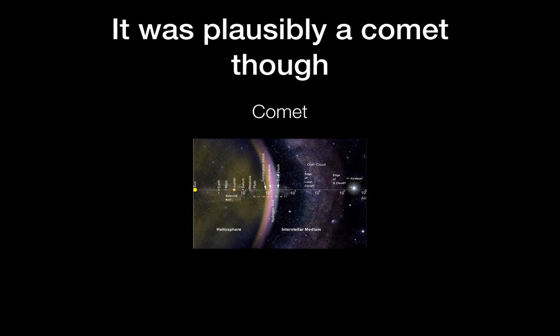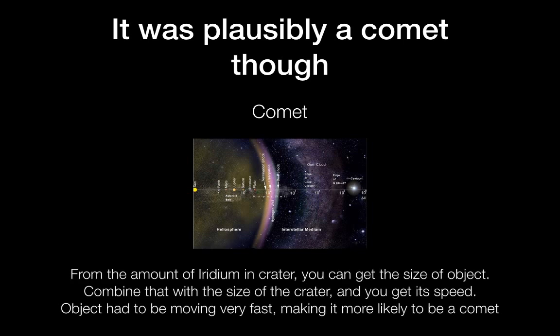There was a study in 2013 that argued, based on a study of the Chicxulub crater, that it was very likely to be a comet that hit us. If you go and study the crater, you can find this element there known as iridium. The iridium tells us about the amount of debris that was formed when the space rock hit the Earth. So you can figure out how much of the space rock there must have been, and therefore you can work out the size of the object. That's what gives us this idea that it was about 10 kilometers across.